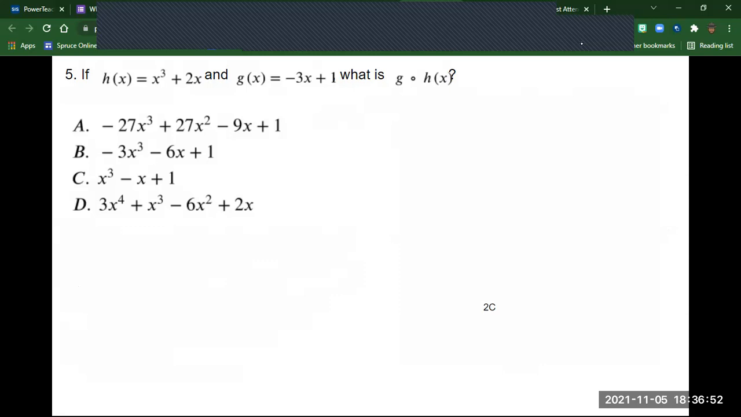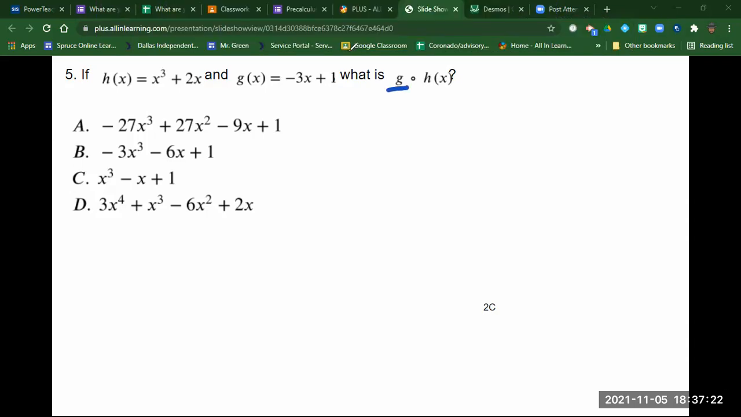All right, now this one. If h of x is x cubed plus 2x and g of x equals negative 3x plus 1, what is g of h of x? All right, let's do this the way we did it in class. Whenever you're doing a composition, you want to start with the outside function first.